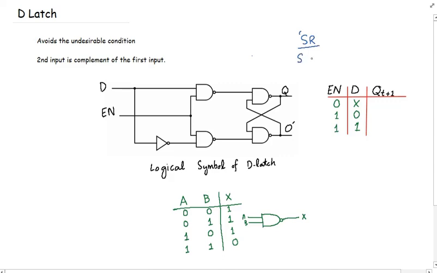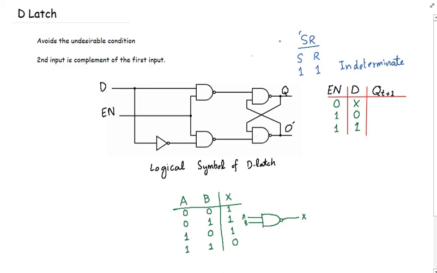where S and R are the two inputs to this device. If you apply a high pulse signal at both inputs, you get indeterminate condition. Also called forbidden condition, unpredictable condition, metastable condition. So this condition must be completely avoided, because with this condition one cannot know what will be the next state of the latch.